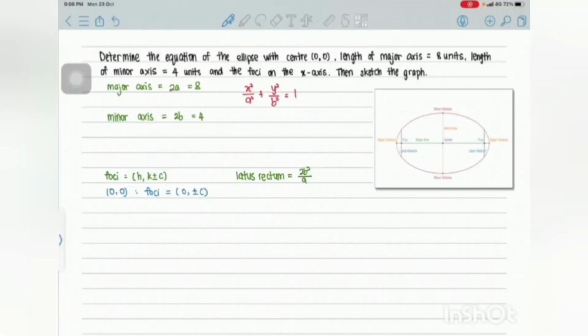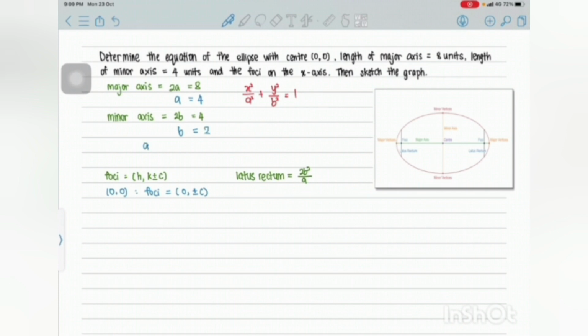Let's solve a question about ellipse. Determine the equation of the ellipse with center (0, 0), length of major axis 8 units, length of minor axis 4 units, and the foci on the x-axis. Then sketch the graph. We use 2a to find the major axis, so from here we can find a. So a is 8 divided by 2, which is 4. And we use 2b to find the minor axis, so we can also find b. So b is 4 divided by 2, which is 2.